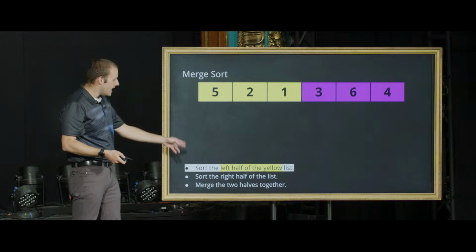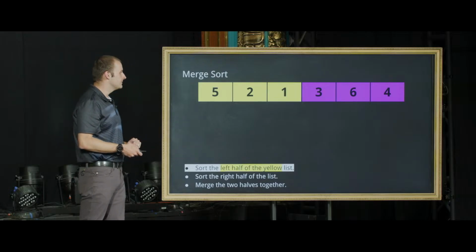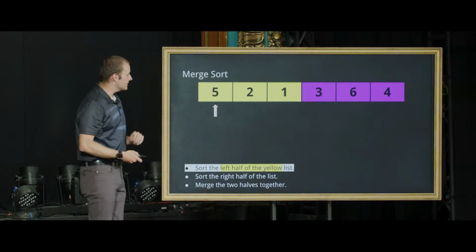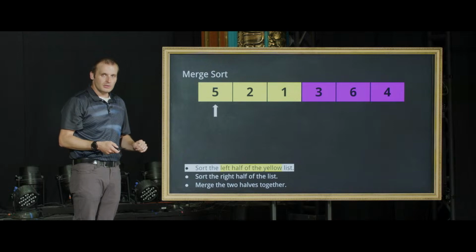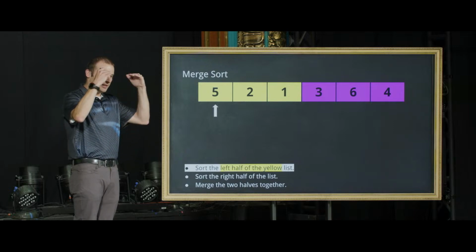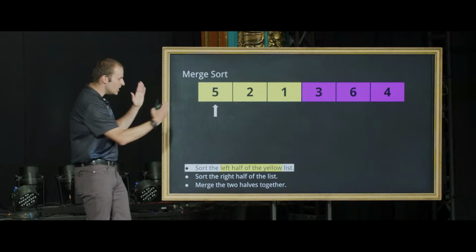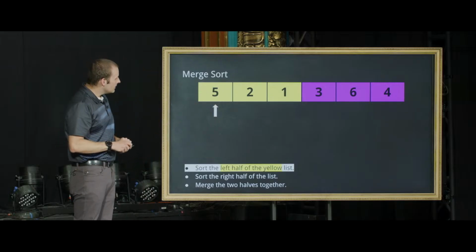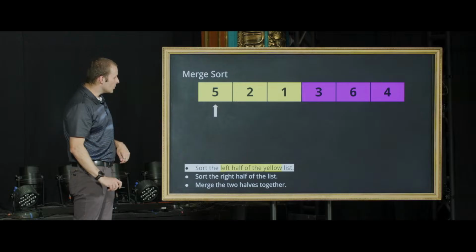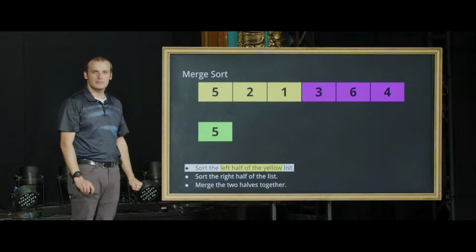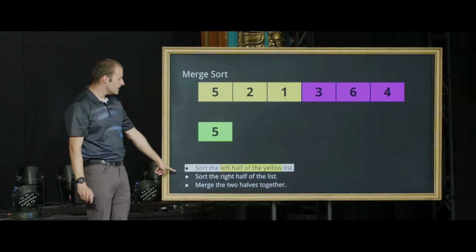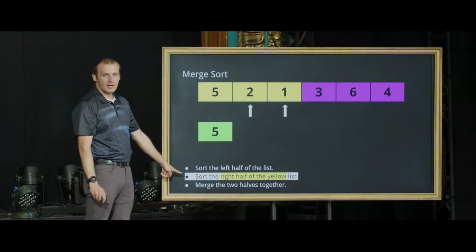We're just going to pick that arbitrarily. So I want to sort the left half of the yellow list. Can I do that? This is the left half of the yellow list. This would be the right half of the yellow list. This I can do. This is a list. Again, if you think about it as layering down, I'm just focusing on this piece. That I can do. That's a list of size 1. That is trivially sorted. So we'll put a pin in that. That is sorted. Now I need to sort the right half of the yellow list.